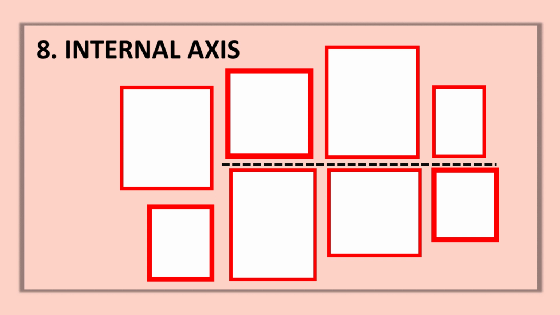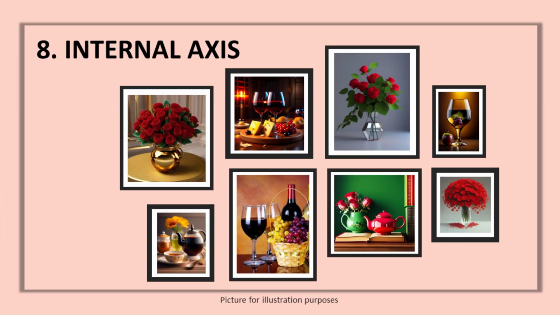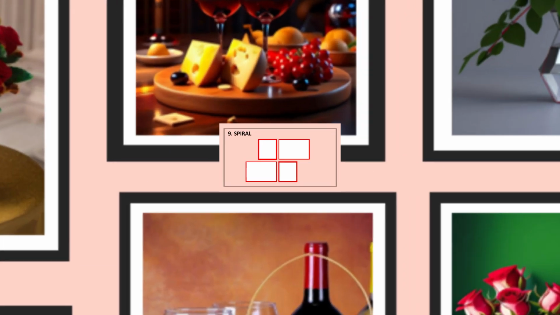Number 8 is internal axis. Similar to the axis layout, the internal axis features an imaginary line running through the middle of the arrangement. However, in this case, items are placed symmetrically on either side of the line. The layout offers a unique and slightly off-center balance.